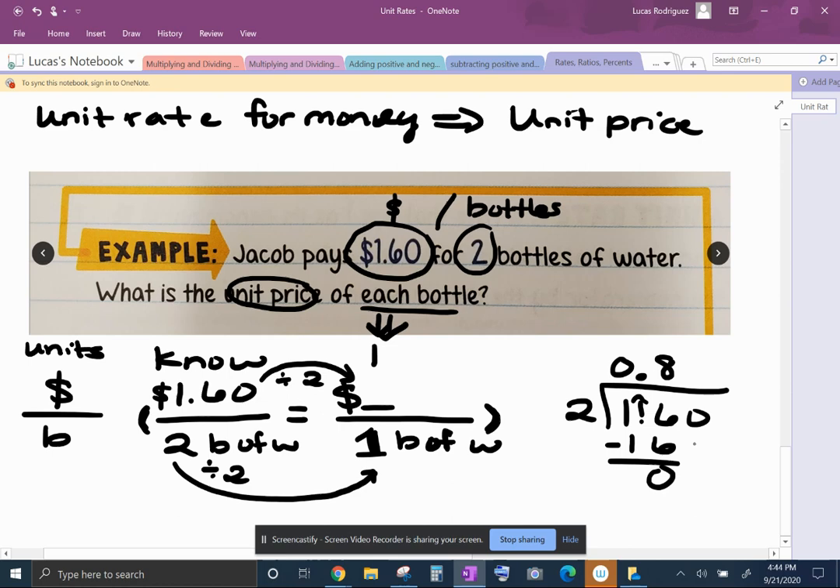The question is, what do I do with my leftover 0? Well, the answer is not 0.8. The answer would be 0.80. Well, in this case, you could actually say 0.8. But if it was a whole number, you would want to say 80. And we're talking about money here. So this is actually 80 cents for 1 bottle.